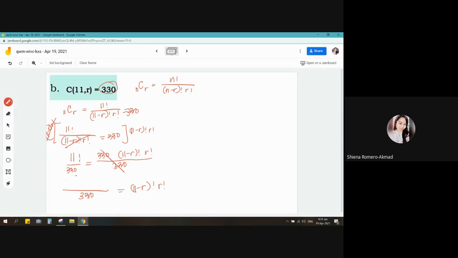Ano ba yung factorial? I mean, what are the factors of 11 factorial? Ano yung mga factors niya? 11 times 10 times 9 times 8 times 7 and so on. Okay? How about 330? Ano yung mga possible factors ng 330 na magkakasunod na consecutive?